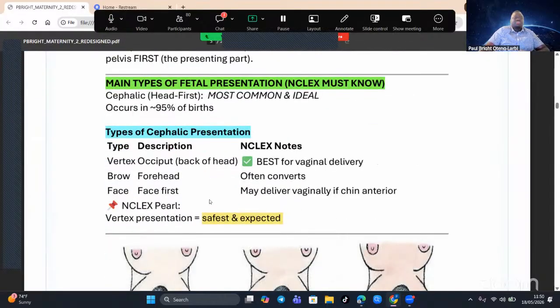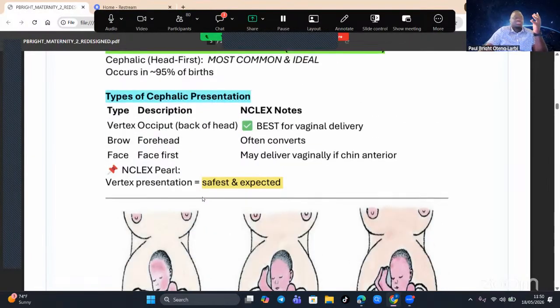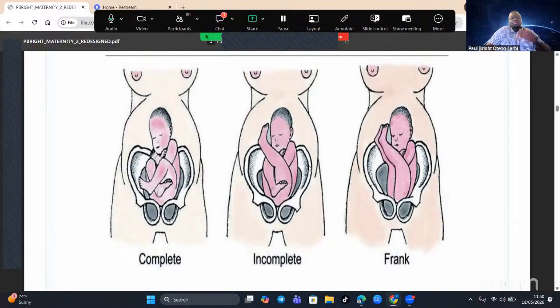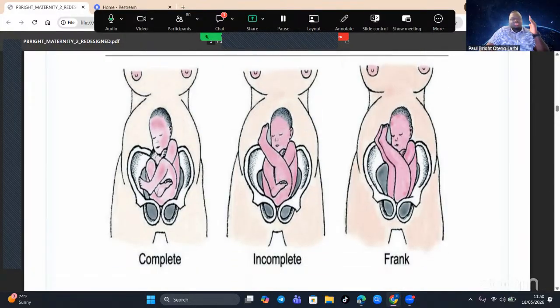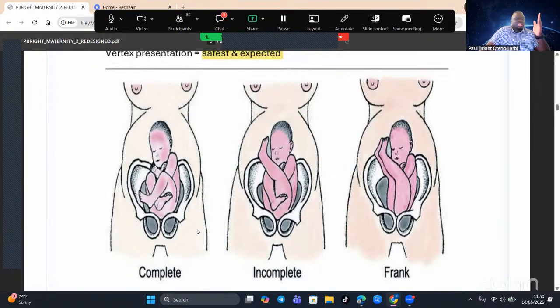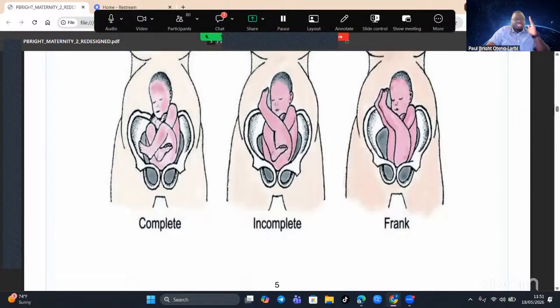Okay. Then we have the brow, the forehead. So you see babies with the forehead coming down. Then we have the face presentation. So we have the forehead here. That's the face. Okay. Yes. So these are some of the presentations, the safest. So this is complete. How do we call it? Breech. Then we have the incomplete.